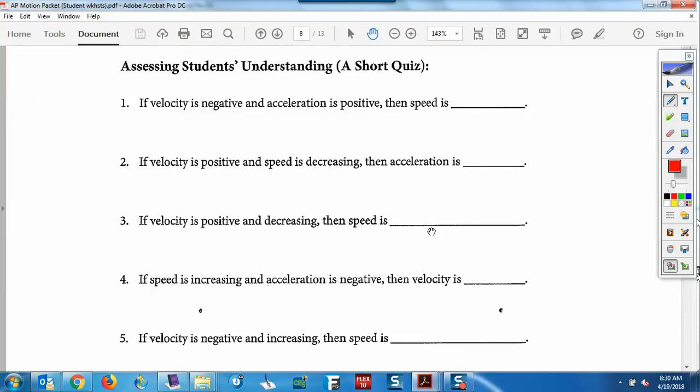If speed's increasing and acceleration is negative, then velocity is... So if your speed is increasing, so going faster, and your acceleration is negative, that'd be like gravity, then what's your velocity? Got to be negative. Got to be going down, right? Something's going faster when the acceleration is negative and it's going down. And we said velocity and acceleration, if speed's increasing, have to have the same sign, so they both have to be negative.